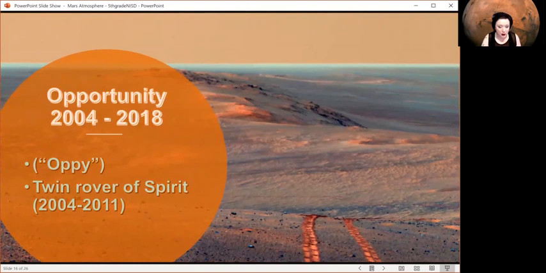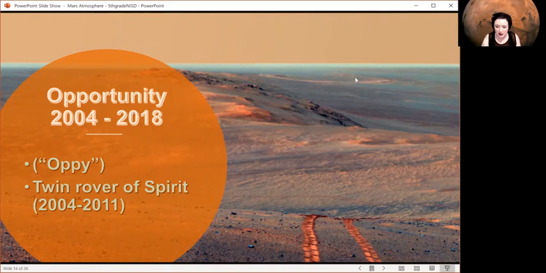Here we have Opportunity. Opportunity actually functioned from 2004 to 2018. There were two rovers that were dropped in 2004. The other one was called Spirit. Spirit lasted until 2011. Opportunity lasted till 2018. They were actually both only supposed to last for 90 Mars days. That's about 92 Earth days. So about 3 months. And instead, Opportunity, sometimes called Oppy, lasted for a full 14 years.